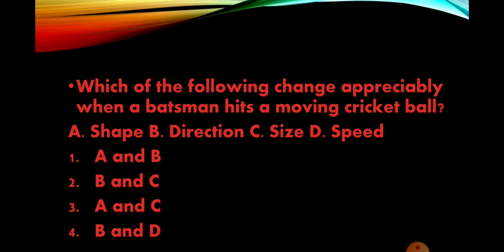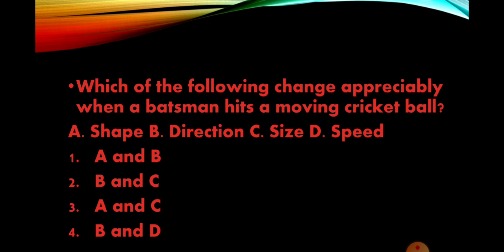Which of the following changes appreciably when a batsman hits a moving cricket ball? You have to tell what all changes when a batsman hits a ball. The shape, the direction, the size and the speed. What all changes? A and B, that means the shape and the direction changes, or B and C, that means the direction and the size changes. A and C, the shape and the size, and the last one is B and D, that means the direction and the speed changes.